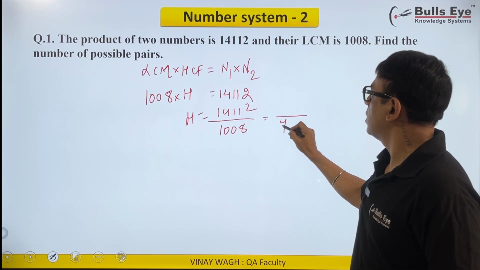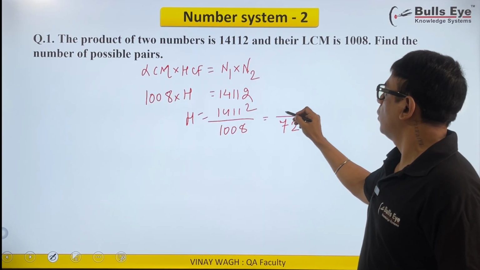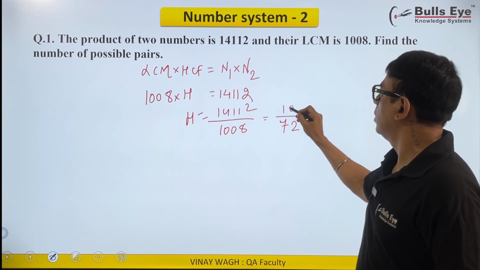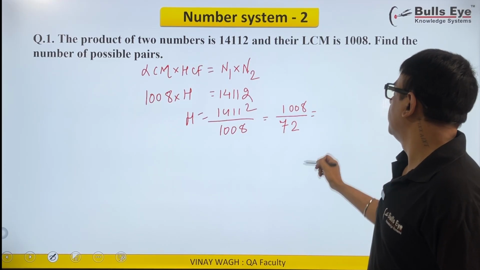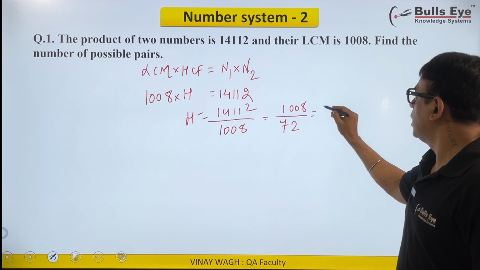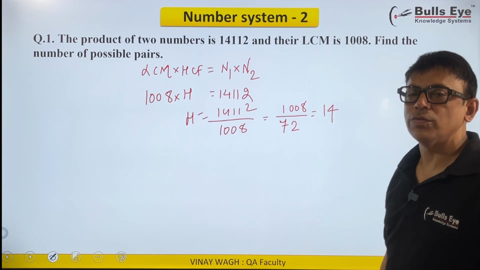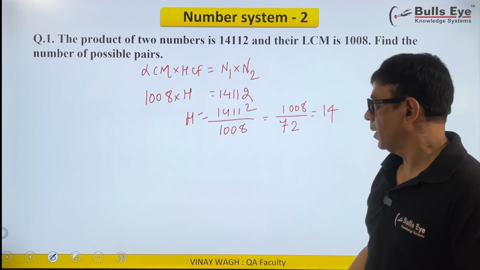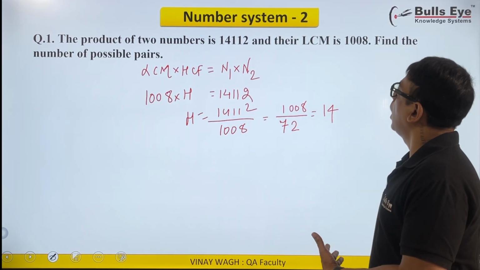14 sevens are 98, 14 twos are 28, 14 ones are 14, 14 eights are 112. Then what? 72 ones are 72, 72 fours are 288. So the HCF is 14, right? We have got the HCF as 14, we have got the LCM. Now, how do we reach?